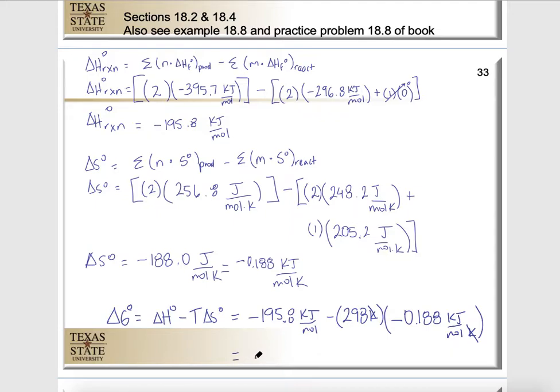And as I mentioned, the answer is negative 139.8 kilojoules per mole. The end.